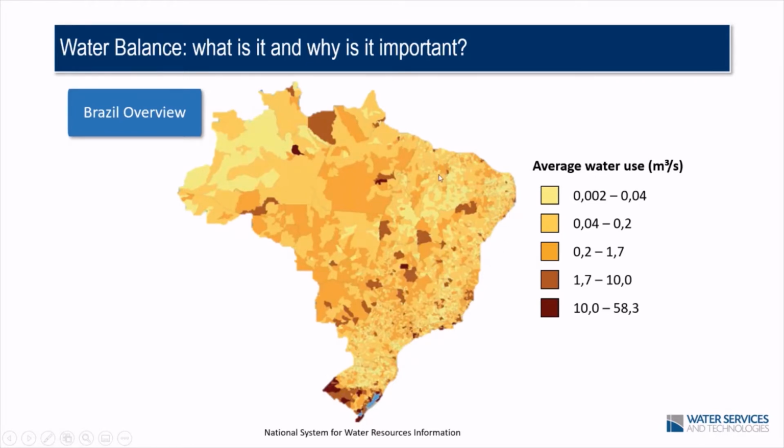And we have some random spots here where you have a lot of water use. This represents the big cities. For example, here is São Paulo, Rio de Janeiro. This is Brasilia, the capital of Brazil. You have Manaus here, which is the capital of the state of Amazon. So you have local important points of water use inside Brazil.